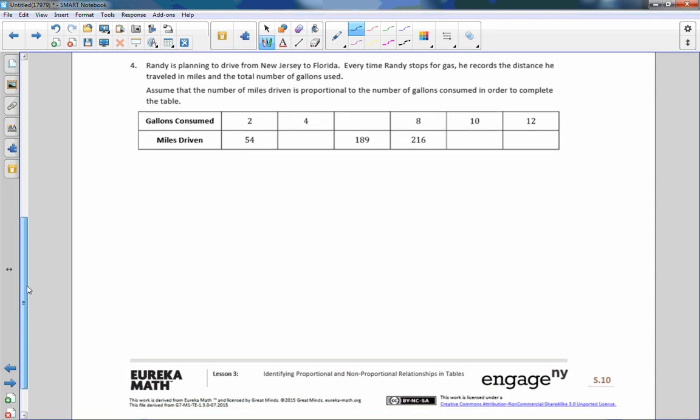Number 4. Randy's planning to drive from New Jersey to Florida. Every time Randy stops for gas, he records the distance he traveled in miles and the total number of gallons used. Assume that the number of miles driven is proportional to the number of gallons consumed in order to complete the table. So what you want to focus on whenever a table has been started is values that you know both. Take 54 divided by 2, and it equals 27.